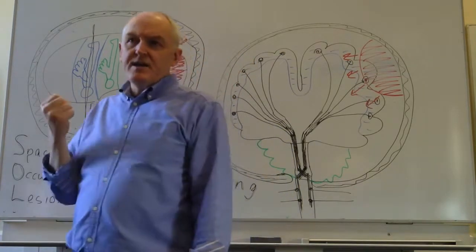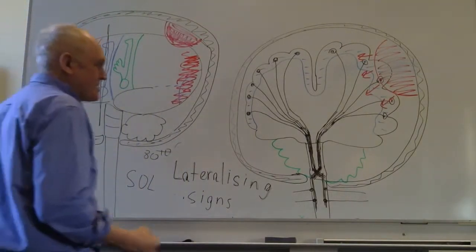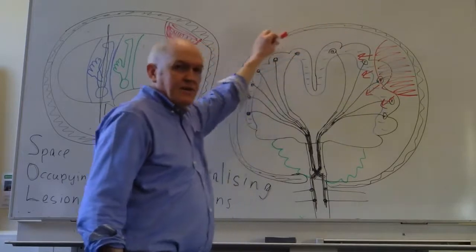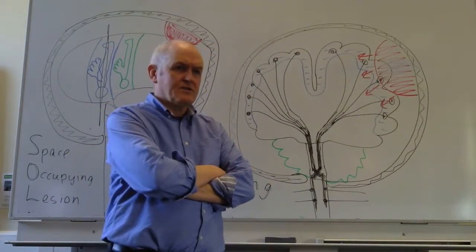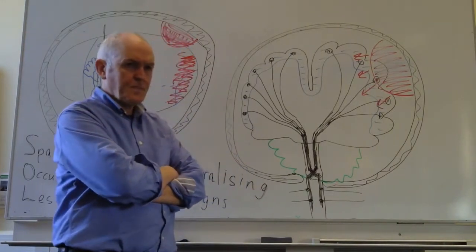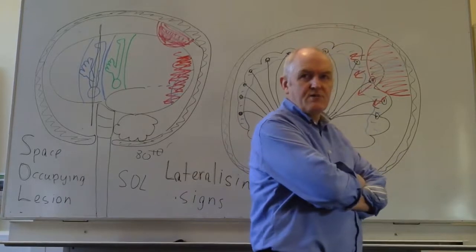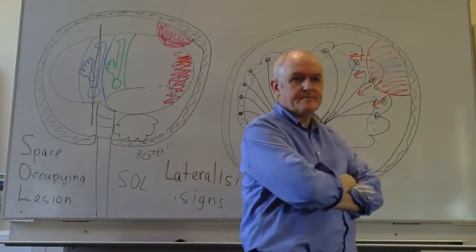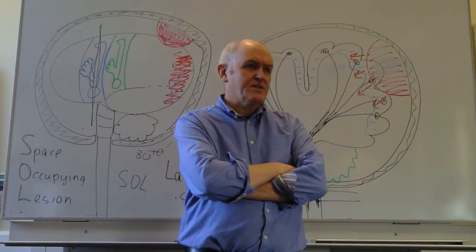So again, by looking at the body, we're making inferences as to what's going on inside the cranial cavity. Our observations are telling us what may be going on inside the cranial cavity. So a reduction in Glasgow Coma Scale can indicate a generally raised intracranial pressure, and lateralising signs can indicate a raised intracranial pressure.